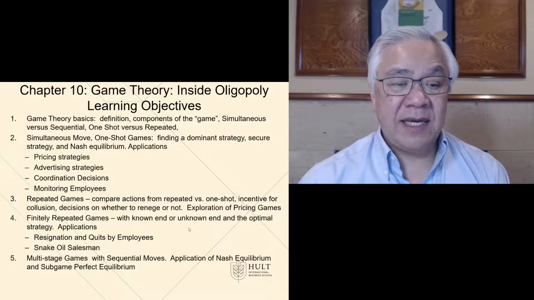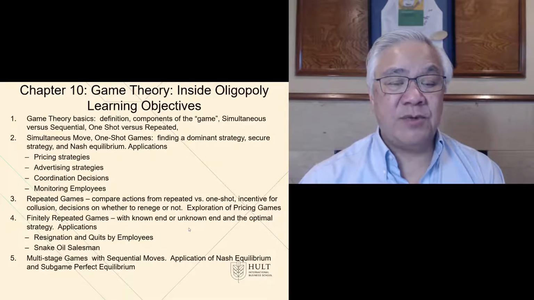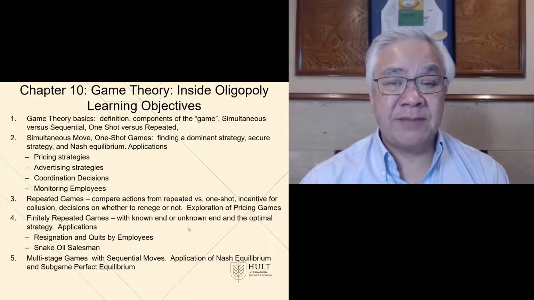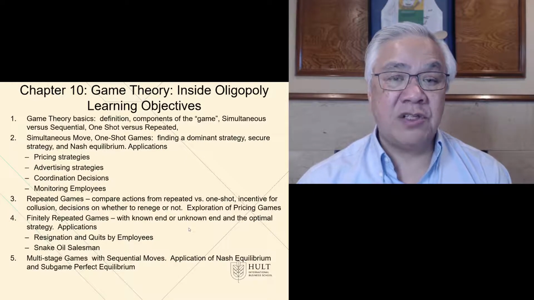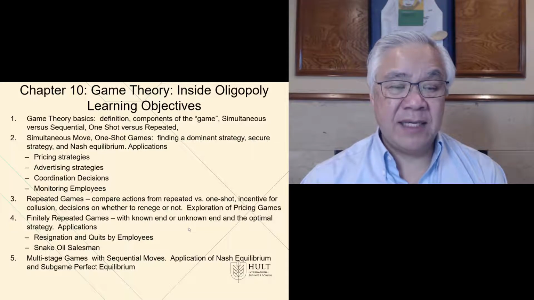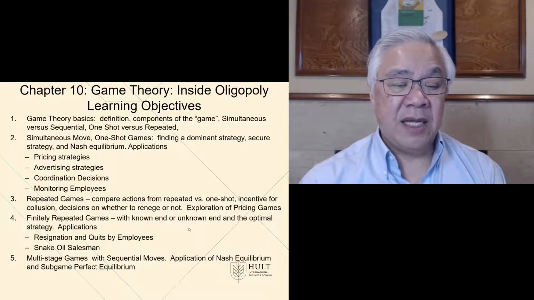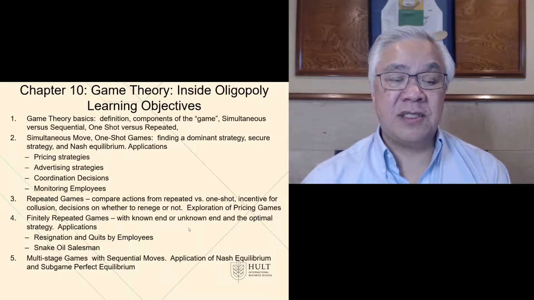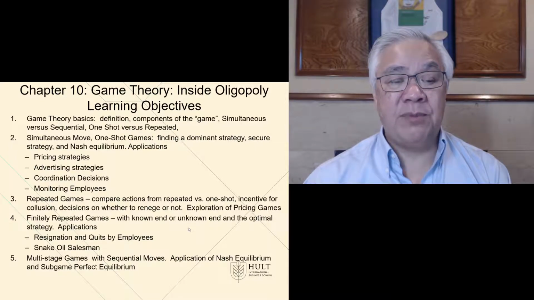Then we looked more closely at the scenario of simultaneous move one-shot games. And this is where we define what is a dominant strategy for a participant, what is the secure strategy, and what is a Nash equilibrium. We applied it to 4 different scenarios. One is pricing, the next is advertising strategy, the third is coordination decisions, and the fourth is monitoring of employees.